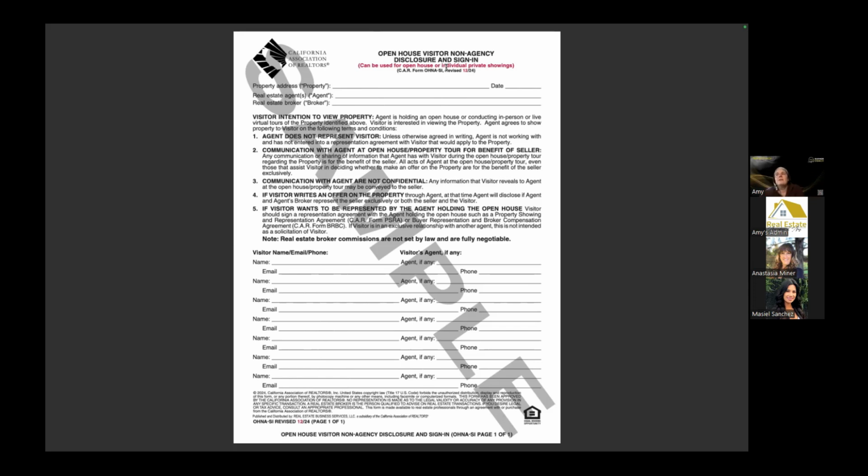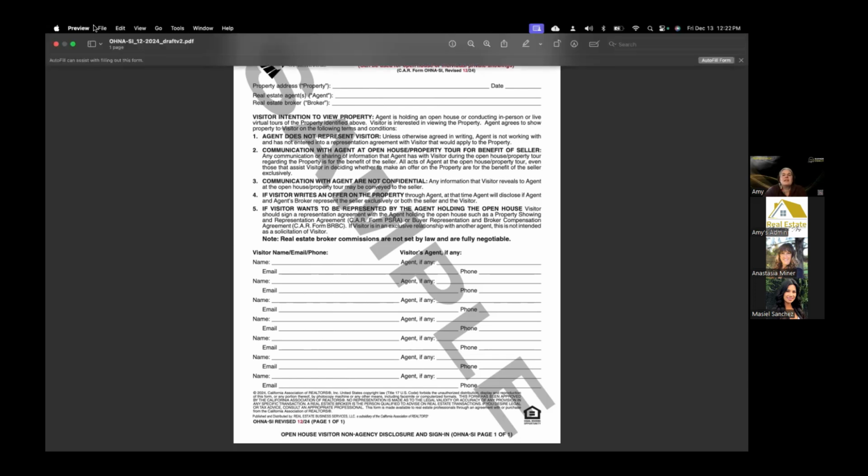And they're like, oh, my buyer really wanted to see it. Do you mind opening it for them? I'd be like, sure, but they've got to fill this out and sign it stating that I am not representing them. So anybody who you're going to go show properties to that you're not representing, I would have sign this form. Okay, there you go. So this can be used for open house or any individual private showings. The open house, visitor, non-agency disclosure, and sign in, the Ohana form.